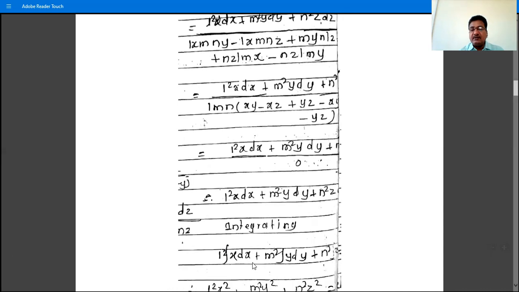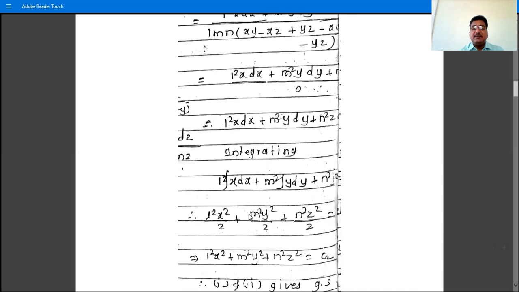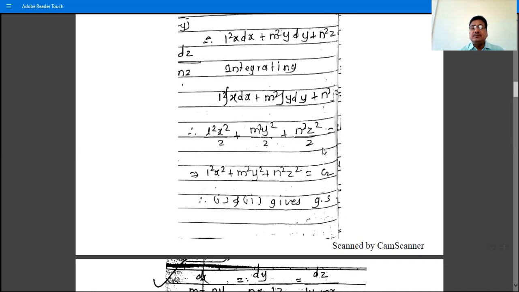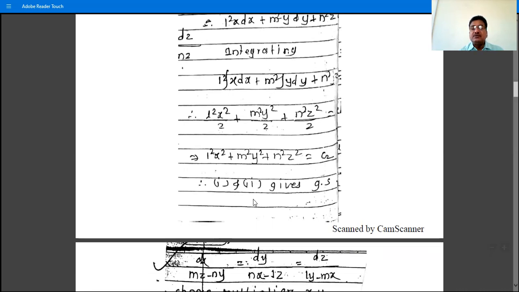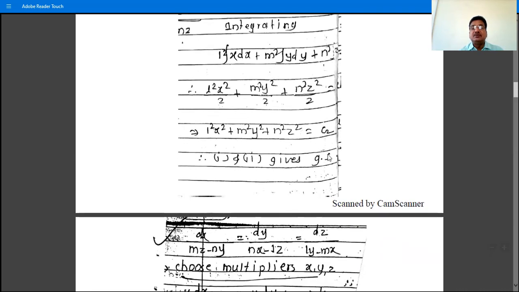And after integration, x is x square by 2, y square by 2, z square by 2 is equal to C2, the constant of integration. Suppose C2 dash, and then multiply by 2, and then write C2 dash is equal to C2, and this is equation number 2, and therefore 1 and 2 give the general solution. This is the second equation, second solution.